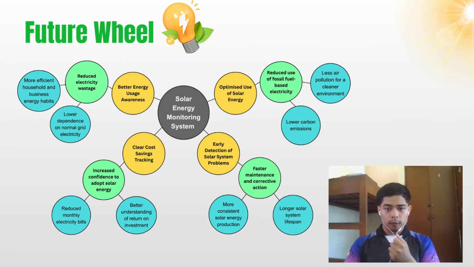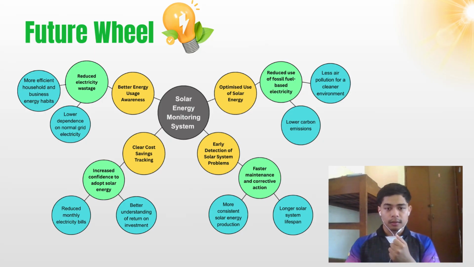The diagram shows four main effects of this system, which are better energy usage awareness, clear cost savings tracking, early detection of solar system problems, and lastly, optimized use of solar energy. The first effect, which is better energy usage awareness, can help reduce electricity wastage, and this may lead to more efficient energy habits and lower dependence on normal grid electricity.